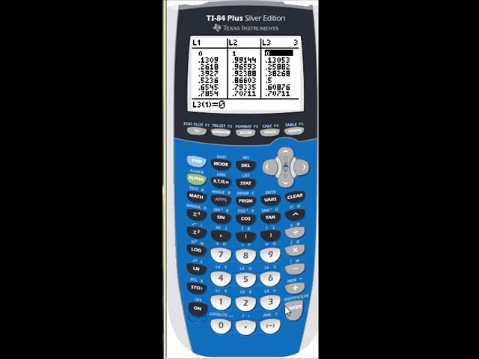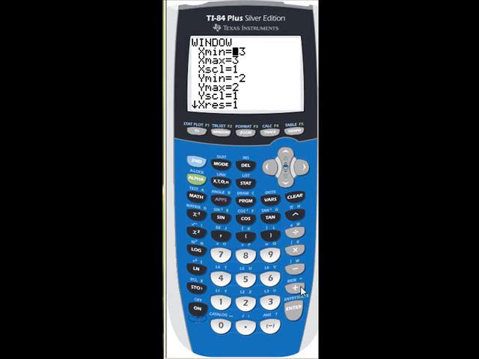Alright, then we want to go with a -3 to +3, x-min and x-max, -2 to +2, y-min and y-max, and we want to graph a scatter plot. So second, stat plot, plot 1 is turned on. Make sure that you select scatter plot. We want ordered pairs that are L2, L3, and I would really strongly recommend that you use the decimal point or the pixel point for the mark. Press graph.